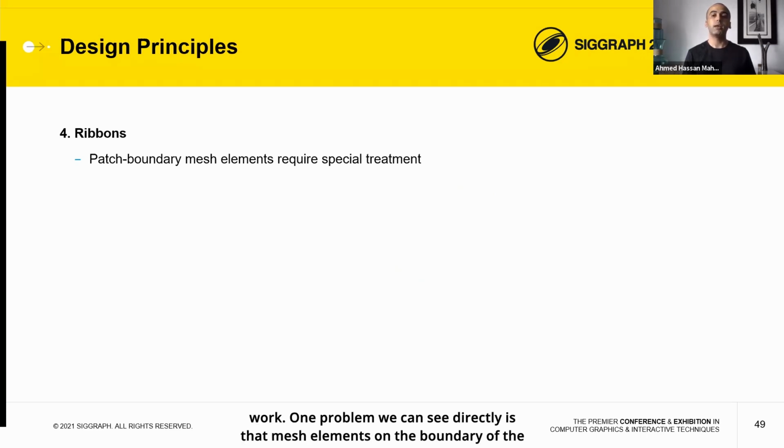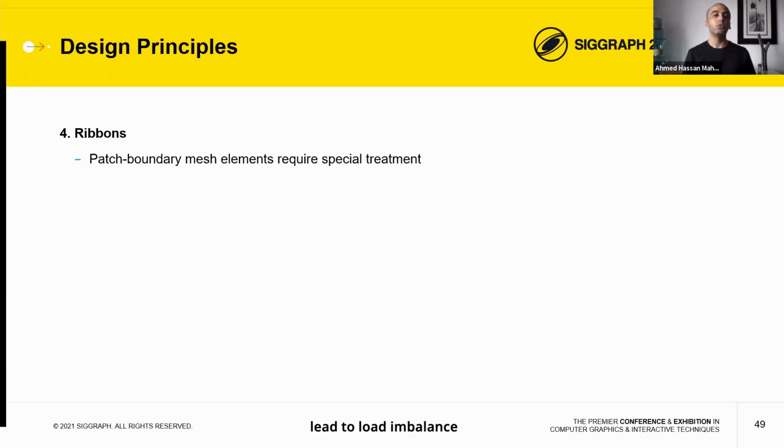One problem we can see directly is that a mesh element on the boundary of the batch would require a special treatment because it needs to read a neighbor batch's information. If we did this, we would lose the benefit of locality, and it might also lead to load imbalance.